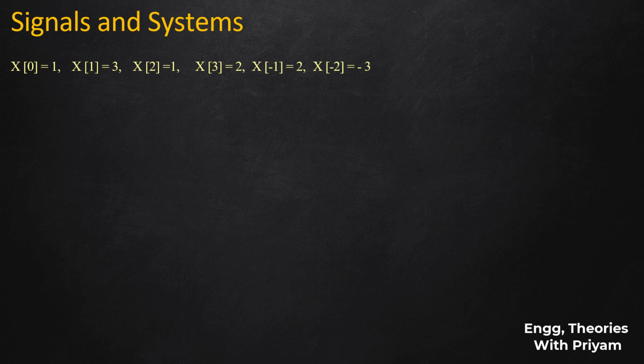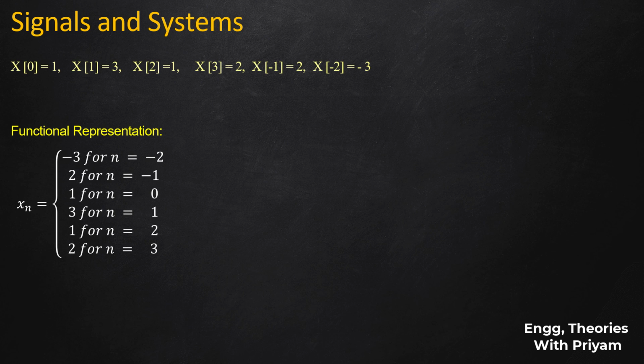Now let's see the functional representation of this discrete time signal. For this representation, the signal amplitude should be written against the value of n, or it can be represented as minus 3 for n is equal to minus 2, 2 for n is equal to minus 1, 1 for n is equal to 0, 3 for n is equal to 1, 1 for n is equal to 2, and 2 for n is equal to 3.